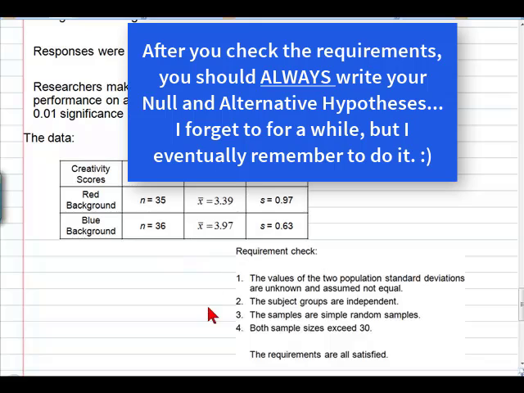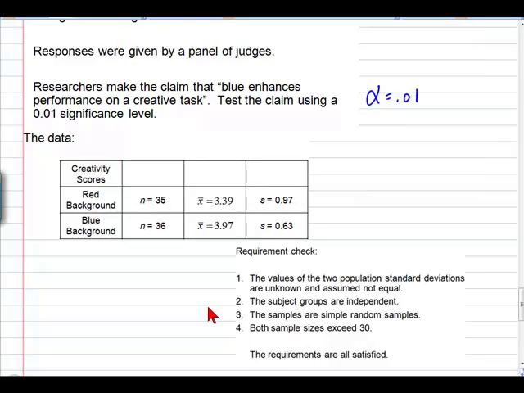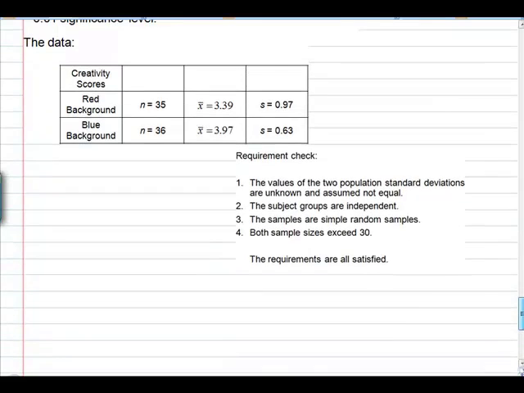We always need to check the requirements. The values of the standard deviations from the two populations are unknown and assumed not equal. The subject groups are independent of each other. The samples are simple random samples, and both sample sizes exceed 30. So we're in good shape here.